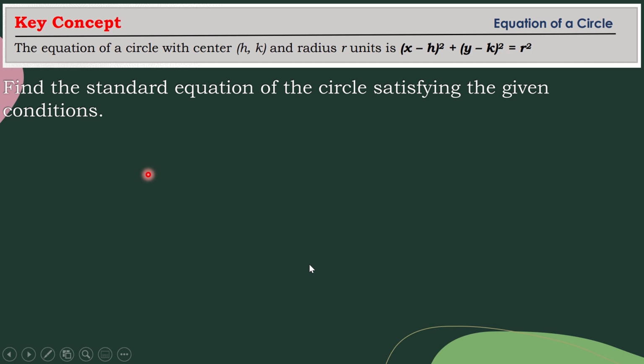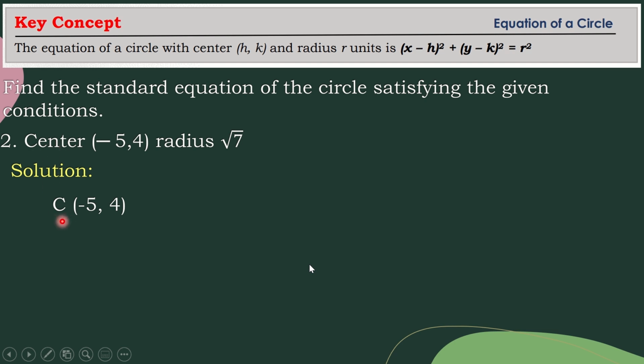So let's have another example. The coordinates of the center are (-5, 4), and the length of the radius is square root of 7. So this is the solution. Your center is represented by C, and these are the coordinates, -5 and 4. So again, your x coordinate will serve as your h value, and your y coordinate, which is 4, will serve as your k. And r is equal to the square root of 7. So let's substitute all these values to the given equation, this one.